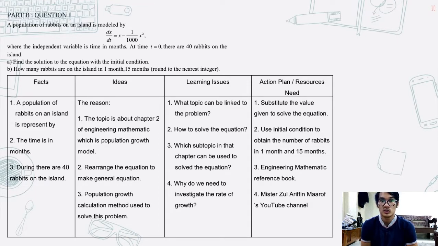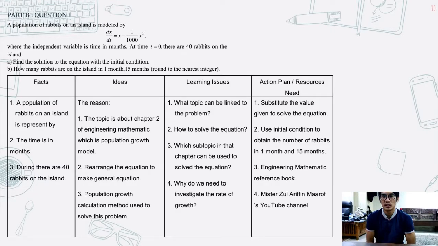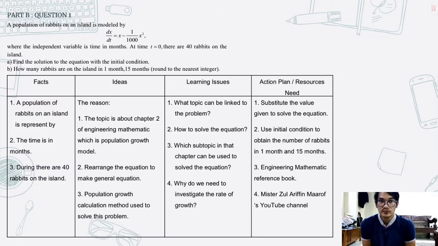The learning issues. Firstly, what topic can be linked to the problem? How to solve the equation? Which subtopic in that chapter can be used to solve the equation? Lastly, why do we need to investigate the rate of growth?